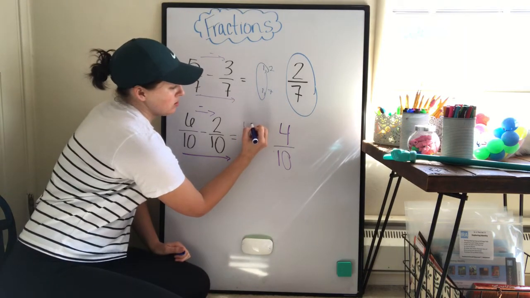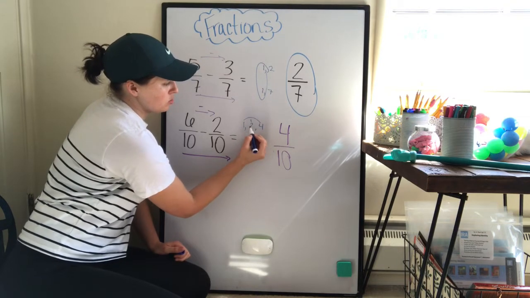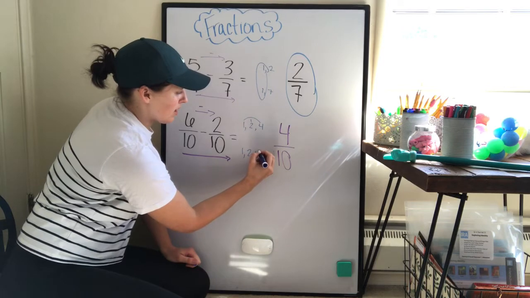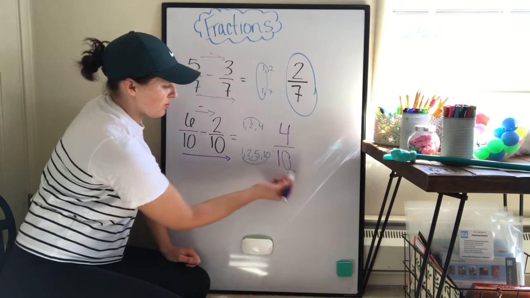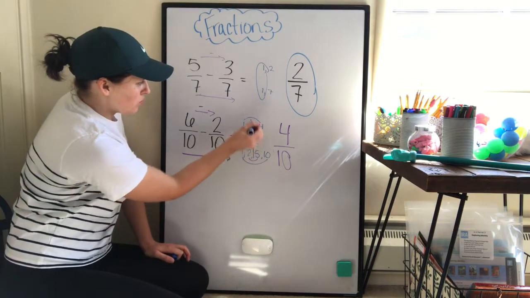1, 2, 4. 1 times 4 is 4. 2 times 2 is 4. 1, 2, 5, 10. 1 times 10 is 10. 2 times 5 is 10. The biggest number in both columns is 2.